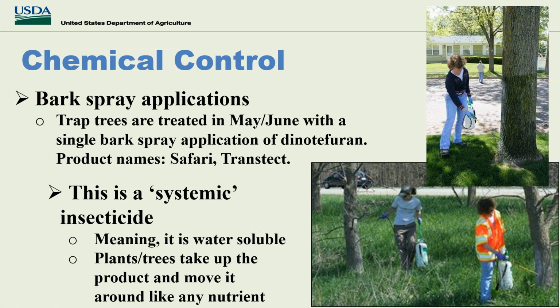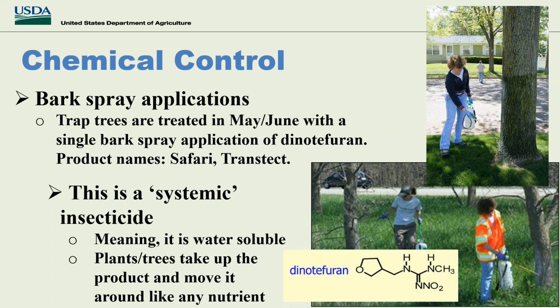Dinotefuran is what we call a systemic insecticide, which means it's water soluble. The plants actually take it up and move it around just like they would a nutrient or sugars or anything else that they're moving. So that's what makes it so ideal, is that it gets way up in the canopy and is available to impact the insect. This is the chemical structure of Dinotefuran. It's a sister compound to imidacloprid or Merit, which I'm sure many of you are familiar with as well.